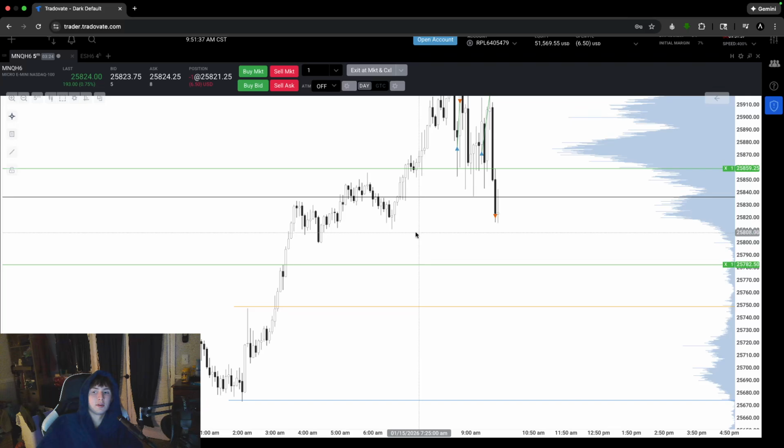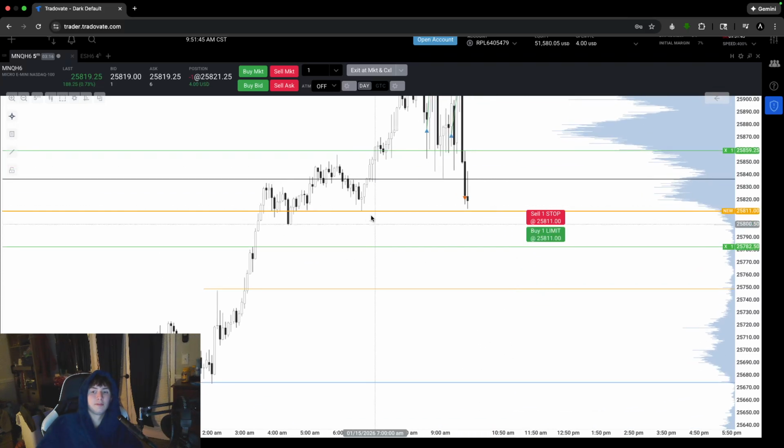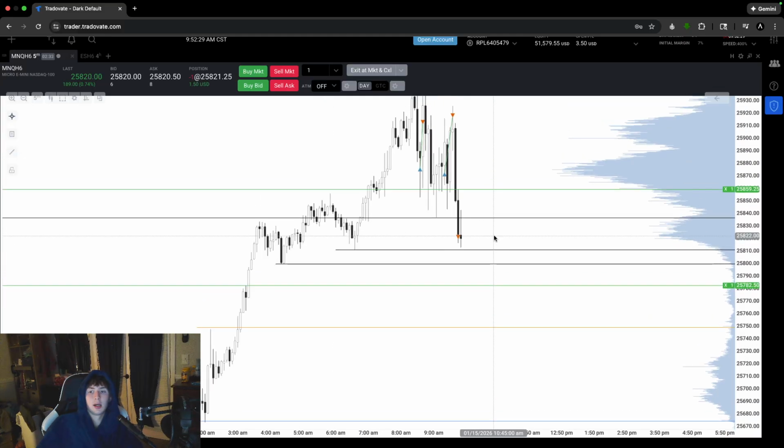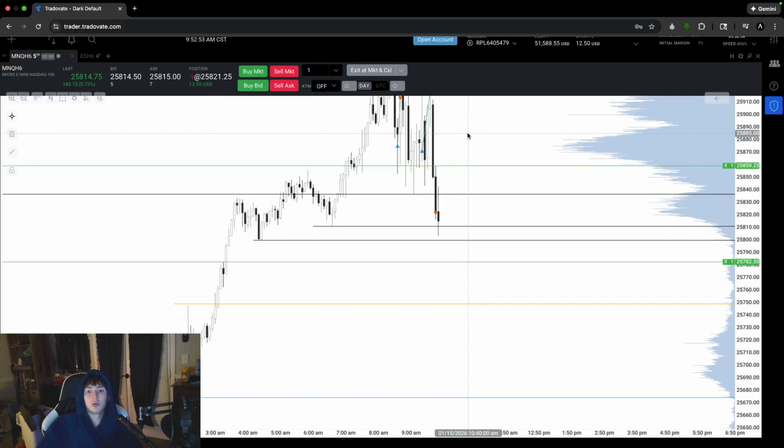We just inversed. We're distributing lower. We have yet to take out this low. I'll mark it. We might just bounce off this low, I don't know. I have no idea. Showing some good rejection off this low volume node.